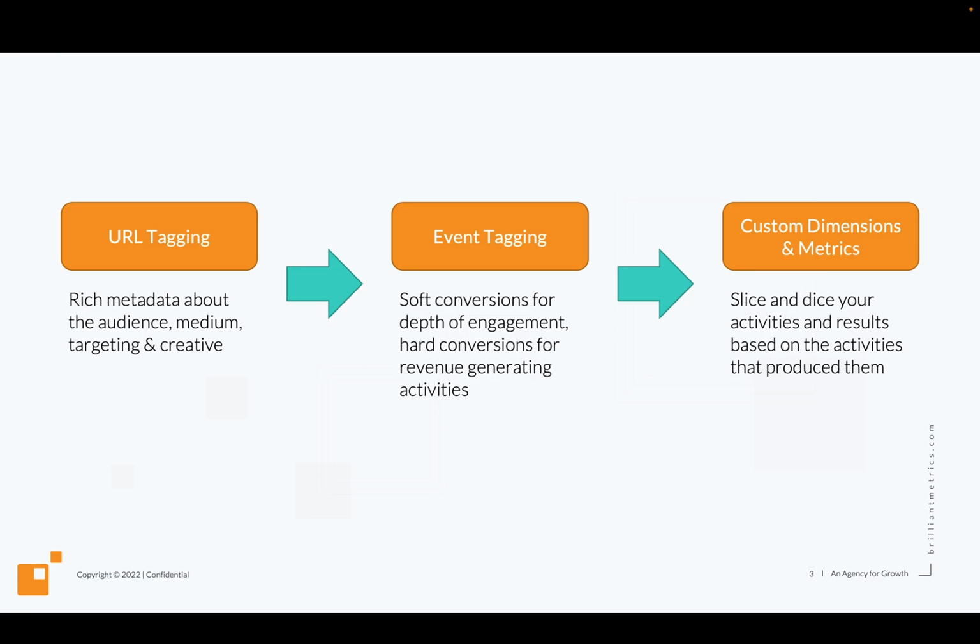And then finally, those two things combined gives us the opportunity to pull data back out of Google Analytics 4 because we set up custom dimensions and metrics. So all of that rich metadata that we use to tag those URLs comes out as a custom dimension on the other side, meaning a way to slice and dice the data on the way back out. And then soft conversions, hard conversions, and other relevant metrics come out as custom metrics.